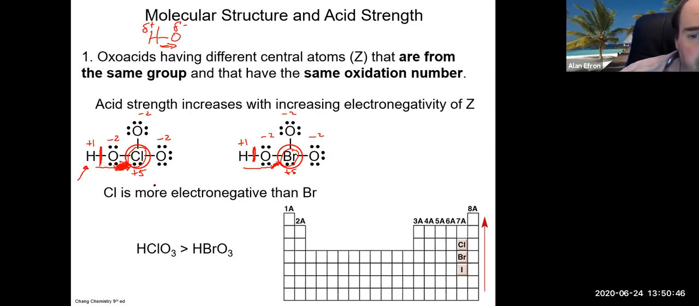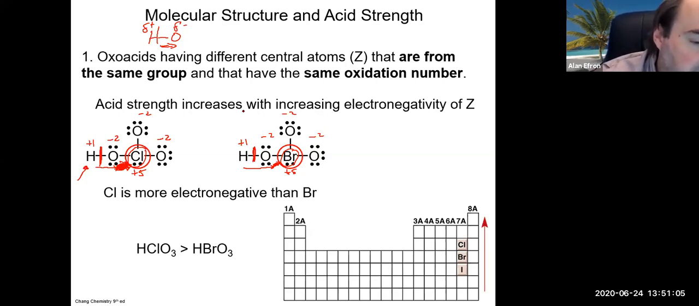So in this type of acid, which is an acid that contains oxygen, if the center atom has the same oxidation state, what we look at is the electronegativity value of those center atoms to help us determine which one is stronger. The higher the electronegativity value, the stronger the acid we would have.